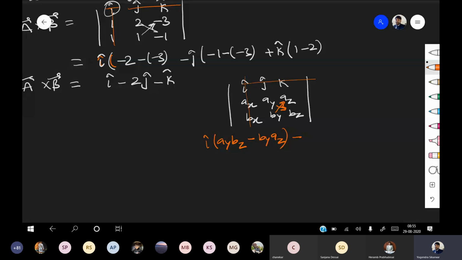Very soon. Then comes j. So j will be this. So minus j. Again AX BZ minus BX AZ. So first was plus, then comes minus, next will be alternatively again plus. So plus k AX BY minus BX AY. Answer. We solved it according to this principle.